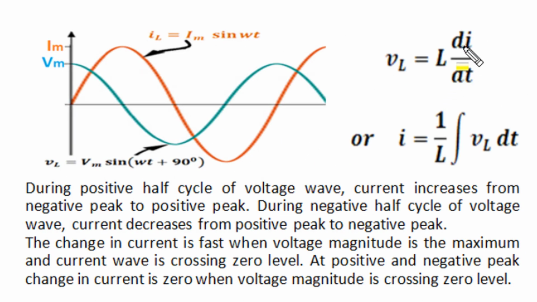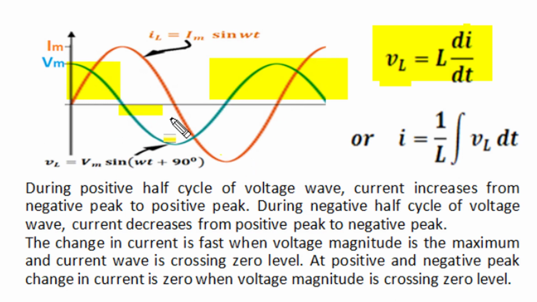The relation of current through the inductor and voltage across the inductor is VL equals L di by dt. When VL is positive, all through the positive magnitude of instantaneous voltage, di by dt is positive, so current is either increasing in the positive direction or decreasing in the negative direction, and increasing in the positive direction, di by dt is positive.